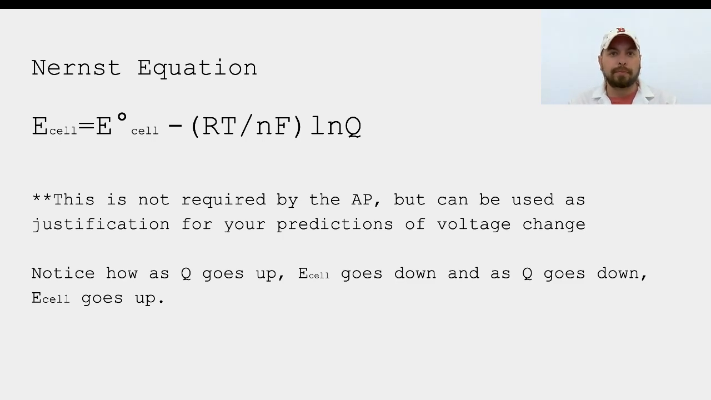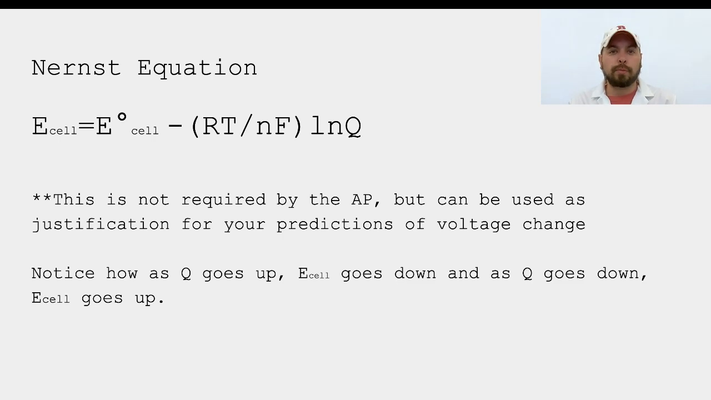Think about it this way. If Q is greater than 1, that whole term is going to be positive, and we're subtracting that number. Natural log of a value greater than 1 is a positive number, so we're subtracting a positive number from your E of cell. So when Q is greater than 1, the overall voltage that I see is less than it would have been at standard conditions. If Q is less than 1, natural log of a number less than 1 is negative. So I'm subtracting a negative, which means the E that I see is greater than it would have been at standard conditions.